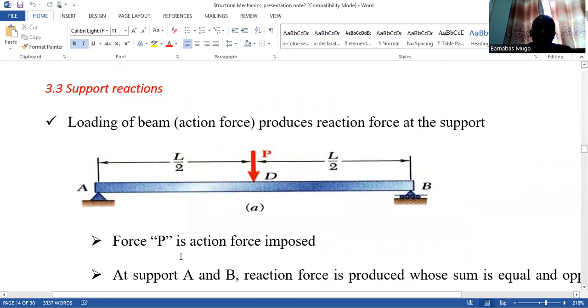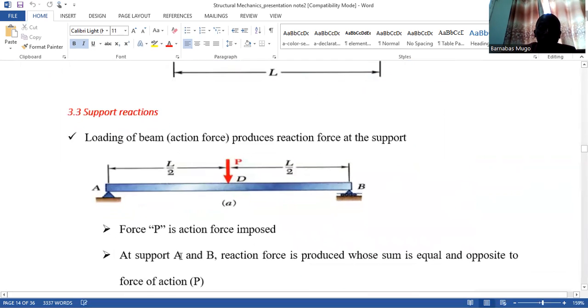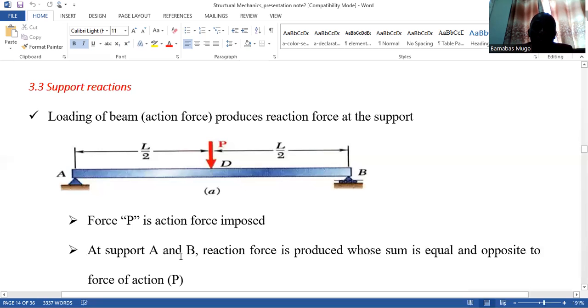There is something else that is called the support reactions. When we are looking at the support reactions, there is something that I want us to know. That's loading of the beam, either the point load or a uniform distributed load. There is a force of action that is being applied.